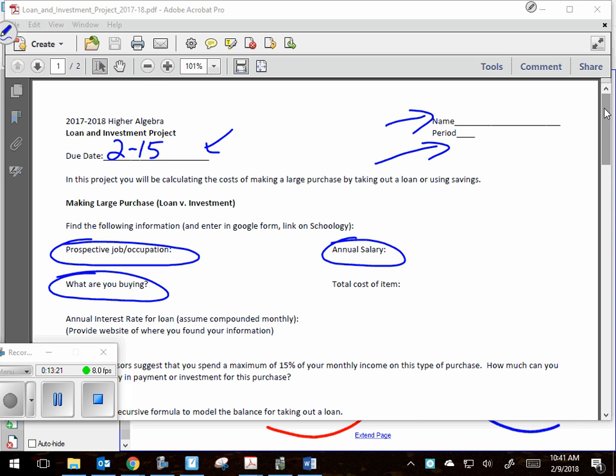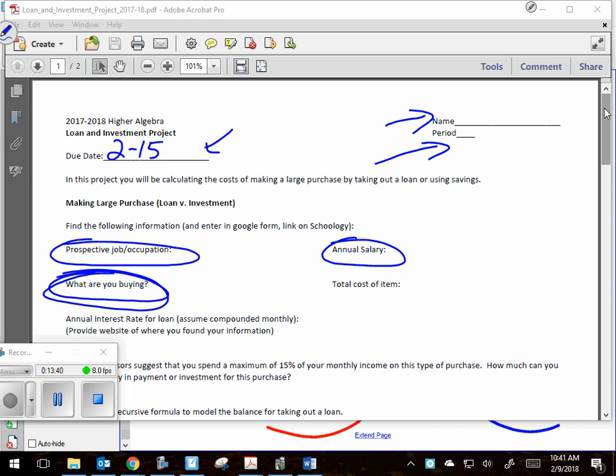Maybe you want to buy a really nice car. Maybe you actually don't want an expensive car, and you want to look for a cheap car. Well, look on Craigslist. Try to find yourself a cheap car. Figure out something you want to buy. And all I'm going to say is it needs to be in the thousands of dollars.